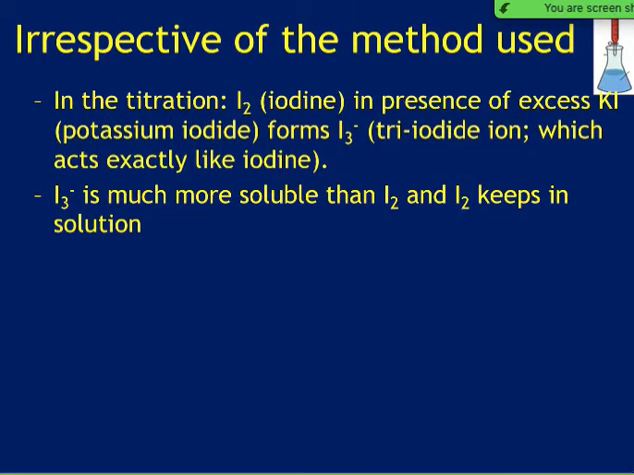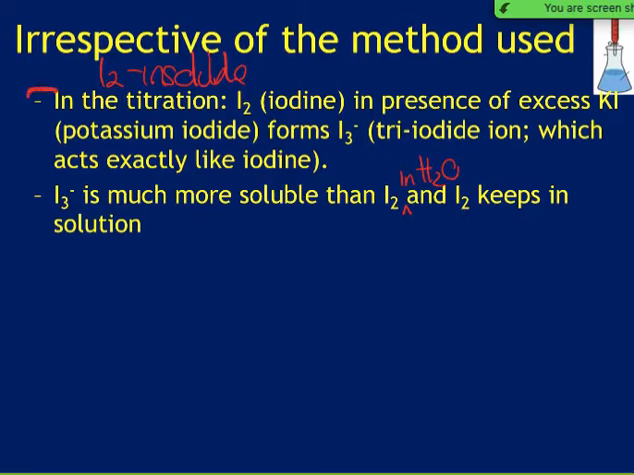Okay, so this is in the grey blacked out bit, and this is the important part for you, because we have said I2 is insoluble in water. So it doesn't matter how we're making it. The fact that we have now made iodine and we have this excess KI present, what happens is it forms what's called I3-, or triiodide ions. They act exactly like iodine, but the I3- is, for starters, more soluble than iodine in water, and it actually keeps the iodine that is made in solution.